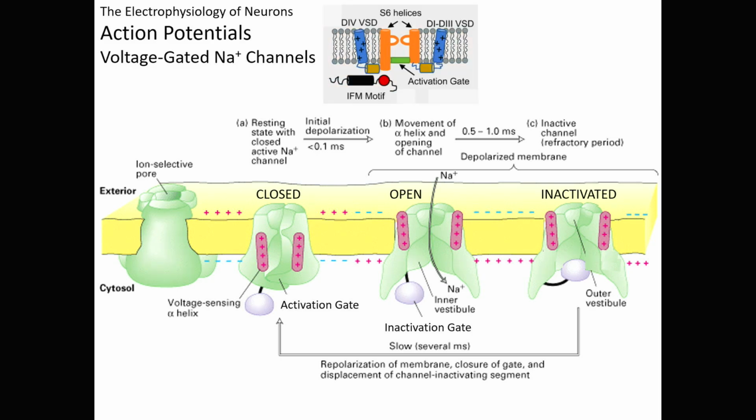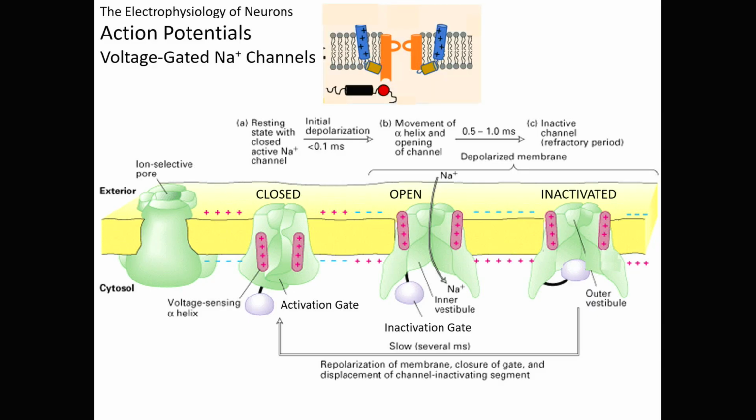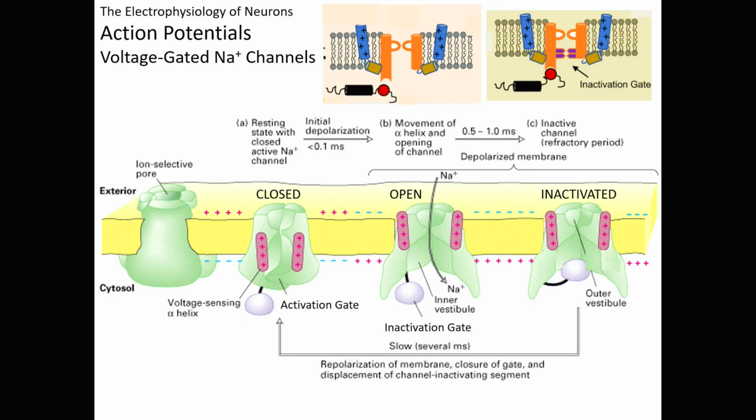So let's just go through this one more time just to make sure we feel good about this. We're in our closed state, right? Activation gate is closed. Voltage sensors are directed inward. IFM motif is currently not bound, so the inactivation gate is open. We get up to the threshold potential, the voltage sensors pop outward, causing the activation gate to open. So now we're in our open configuration. There's also a change in the conformation of the S6 helix to create this little binding pocket for the IFM motif. It then binds to it, and that is the trigger to cause the inactivation gate to close, and now we're into the inactivation state.